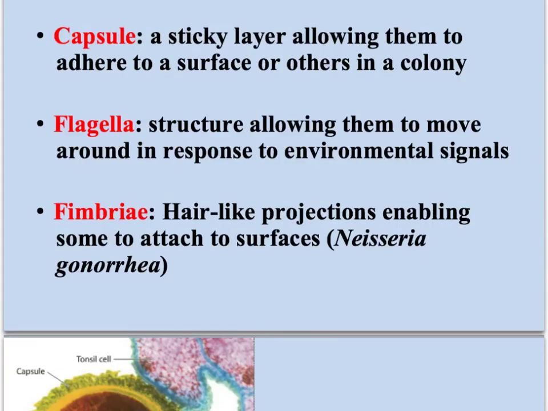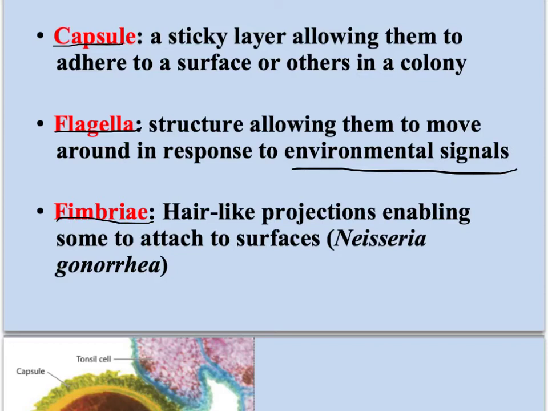So external structures. A bacteria can have a capsule, it can have a flagella, and it can have fimbriae. It does not necessarily have to have these. A capsule is going to be a sticky layer, allowing them to stick to each other, or to just a surface in general. Flagella is going to be just a protein structure that wags around to help them move. So they can move towards food or away from toxins. Those are the environmental signals we're talking about. Fimbriae are going to be hair-like projections, enabling them to attach to surfaces.